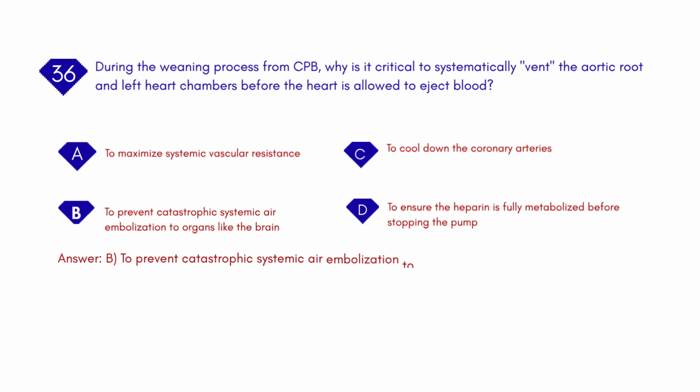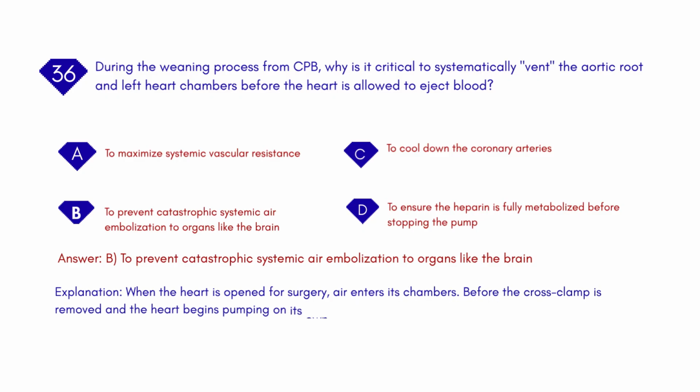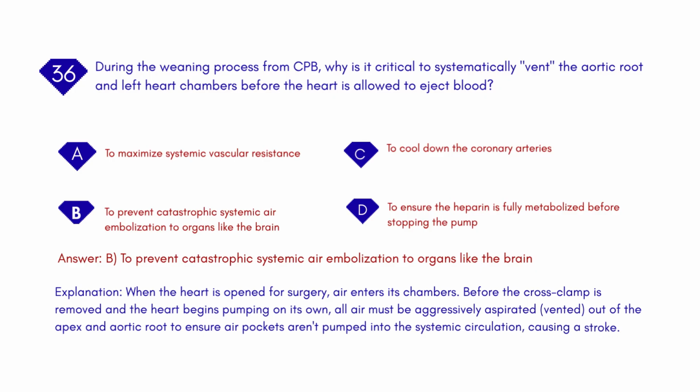Answer: B. To prevent catastrophic systemic air embolization to organs like the brain. Explanation: when the heart is opened for surgery, air enters its chambers. Before the cross-clamp is removed and the heart begins pumping on its own, all air must be aggressively aspirated, vented, out of the apex and aortic root to ensure air pockets aren't pumped into the systemic circulation, causing a stroke.